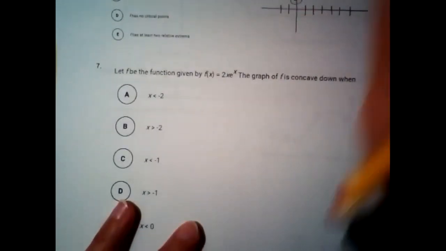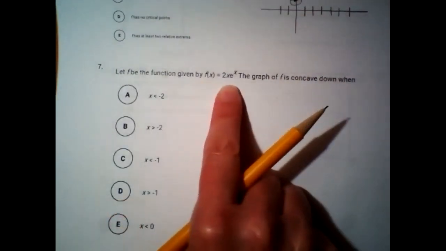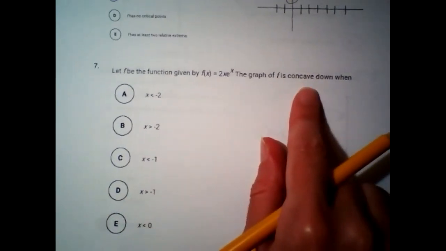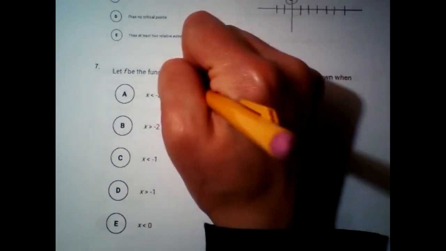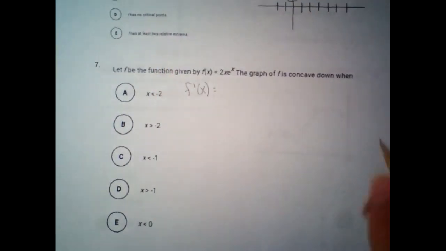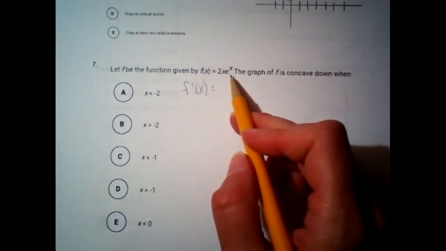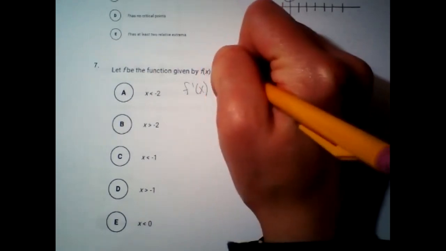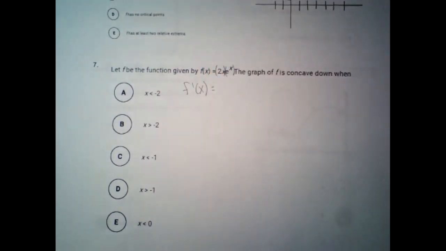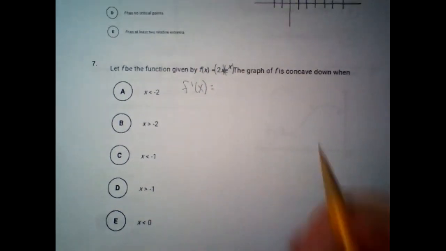All right, 7. F of x is given by this thing. We want to know where the graph is concave down. That means I'm going to need a second derivative. So first we'll get the first derivative. And what rule will we need to work through this? What rule are we going to need? Product. Yeah, good. That's going to be product rule.